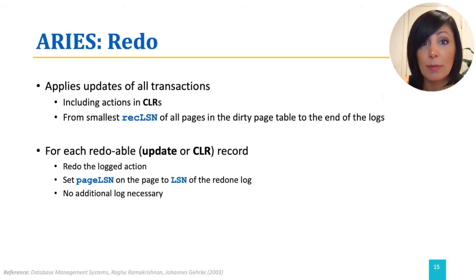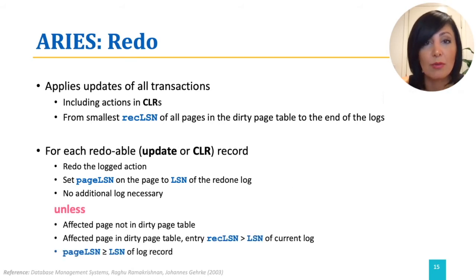For each redoable log record, it performs the action described in the log record, sets the page LSN, which is the log sequence number causing an update on that page, to LSN of the redone record. While doing this, redo does not produce a log of its own. The redo is performed for all update or CLR records unless one of three conditions happen.